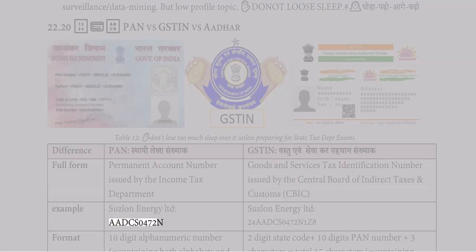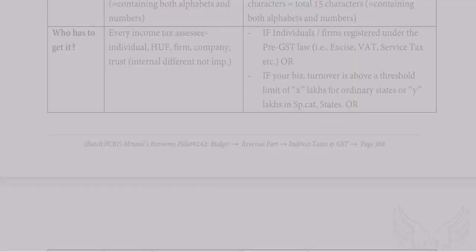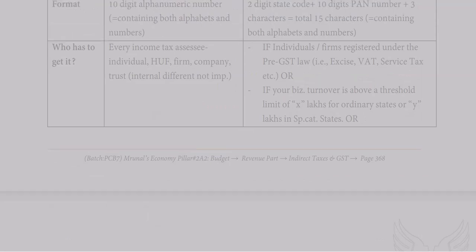Example: Sutherland Energy Limited, AADCS 0472 and Sutherland Energy Limited, 24 AADCS 0472 1Z8. PAN format is a 10-digit alphanumeric number, containing both alphabets and numbers. GSTIN is a 2-digit state code plus the 10-digit PAN number plus 3 characters, equals a total of 15 characters, containing both alphabets and numbers. Who has to get it?